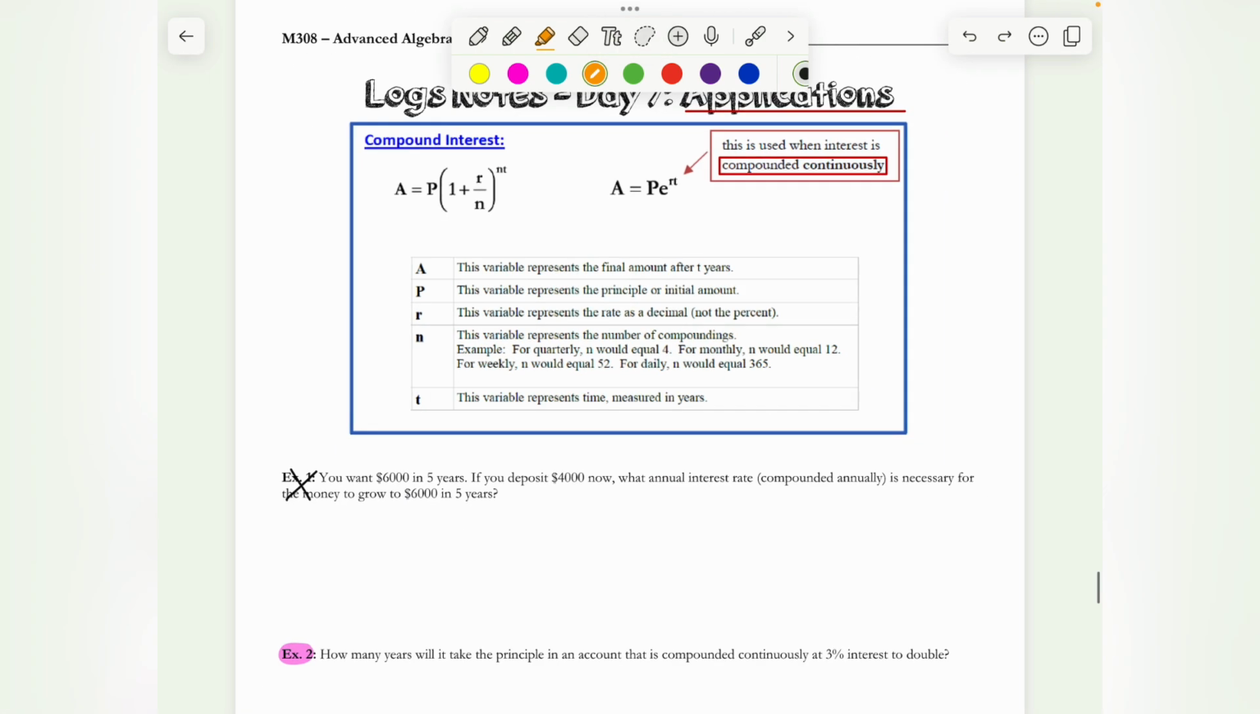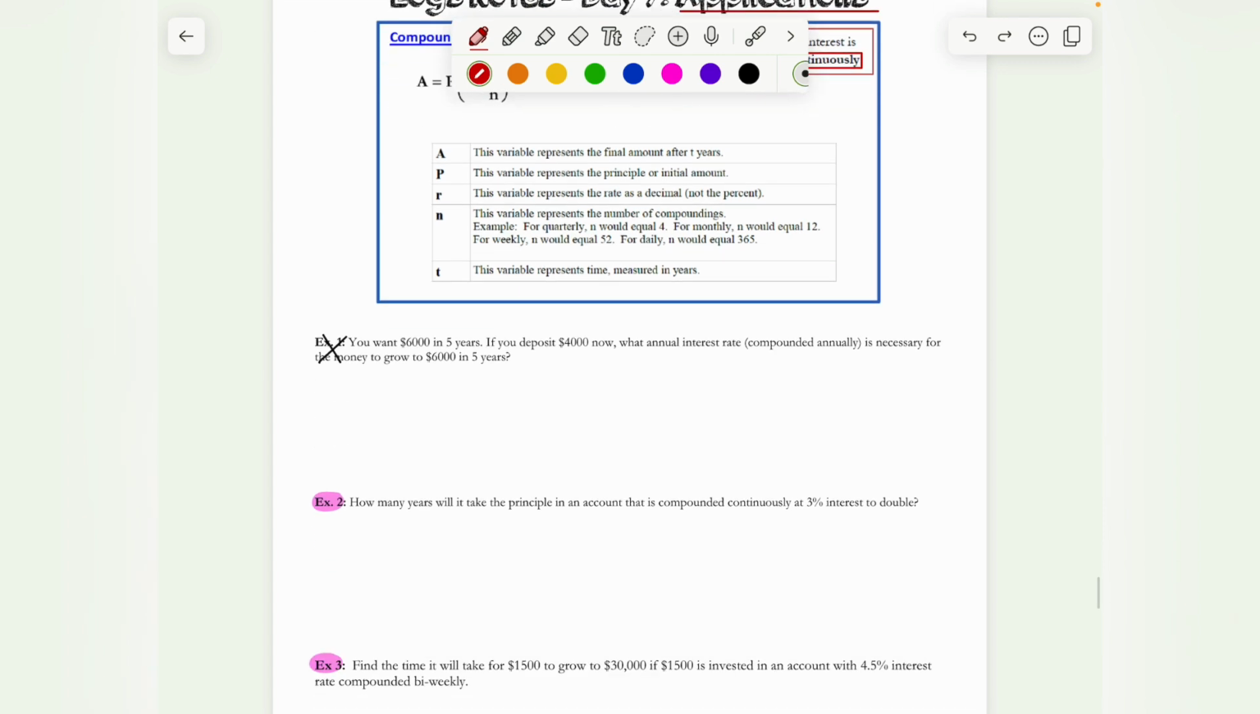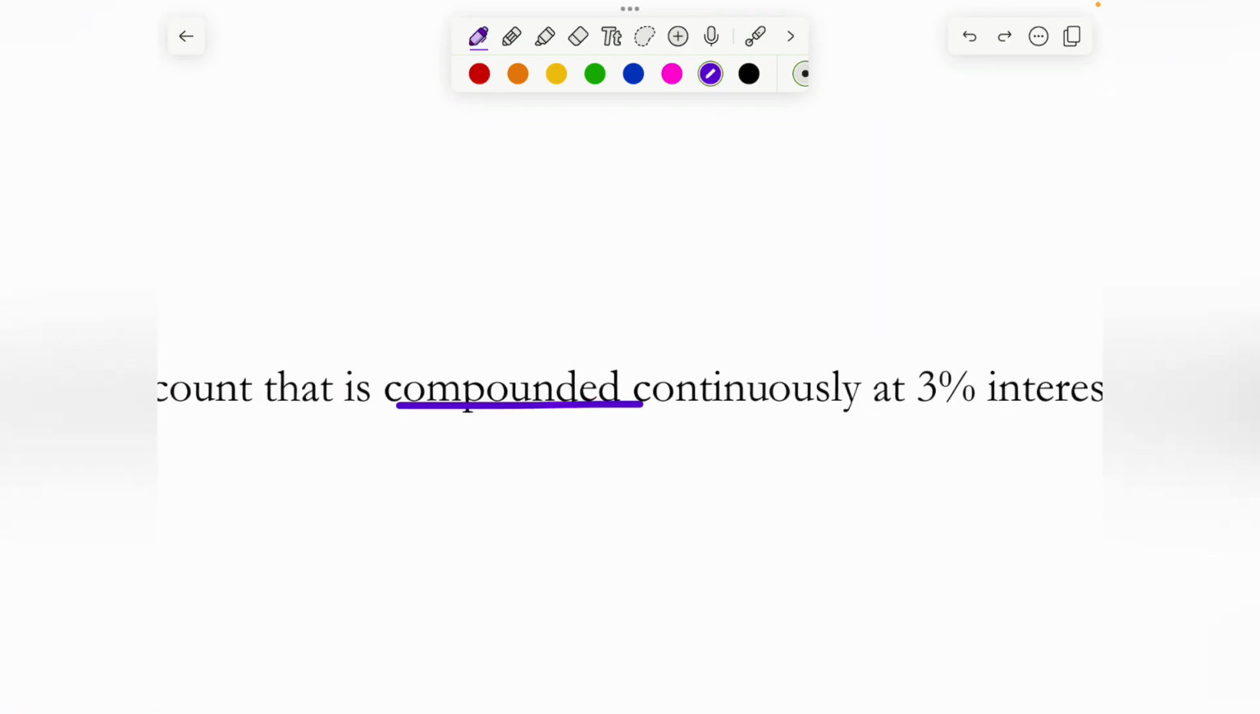I'm only going to go over a couple of these because really there's not a ton on the test. They might be extra credit, so it's just going to be kind of a quick recap. So I'm going to skip example 1. We're going to go to example 2. It says, how many years will it take the principal in an account that is compounded continuously at 3% to double? So the first thing I'm seeing is the words compounded continuously.